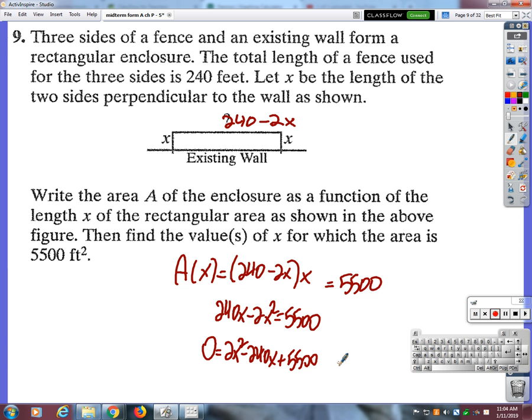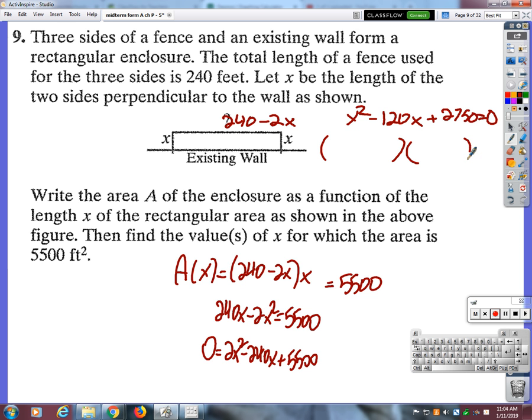Okay. But I'm going to do something first. What can I do to make that a little bit easier to solve? Grace? Right, I can divide all those terms by 2. So instead of 2x squared, I'm going to go x squared. Instead of minus 240x, I'm going to go 120x. And instead of 5,500, I'm going to go with 2,750. I just divided them all by 2 because that makes the numbers a little bit easier to work with.